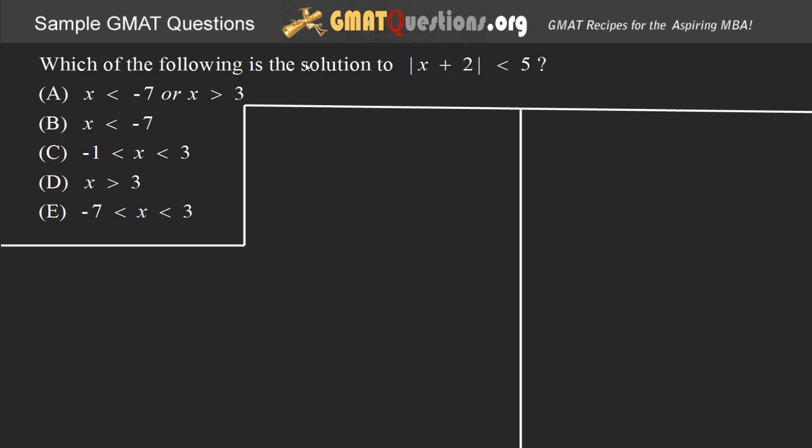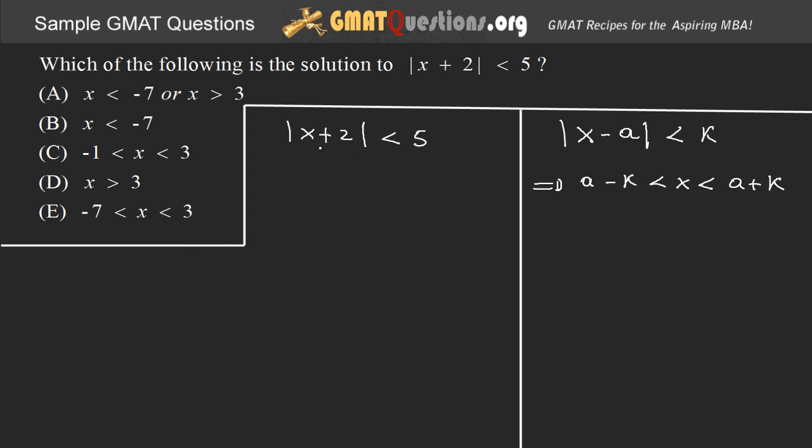Which of the following is a solution to the absolute value of x plus 2 is less than 5? Okay, no problem, because now we know what the theory says. I will remind you that when you have the absolute value of x minus a less than k, then the solution to this is a minus k less than x less than a plus k. So, |x plus 2| is less than 5.